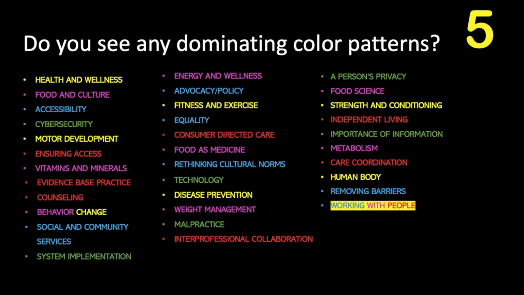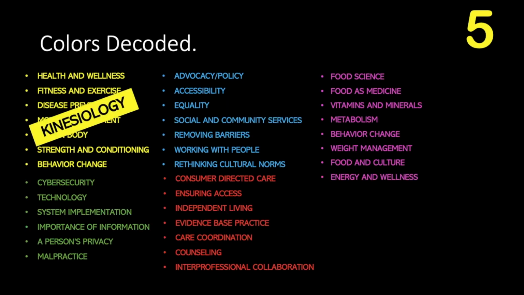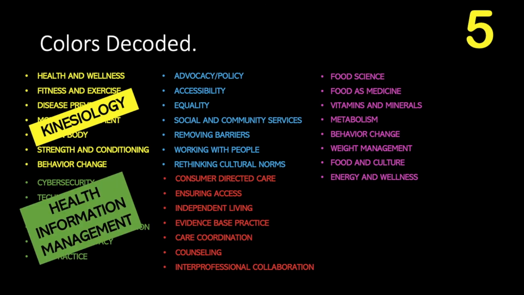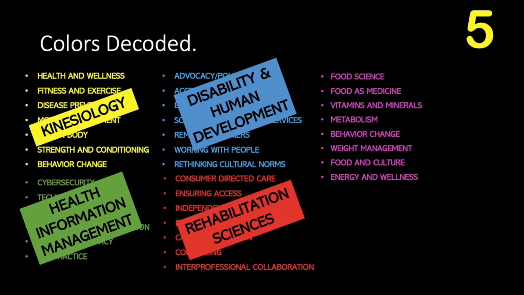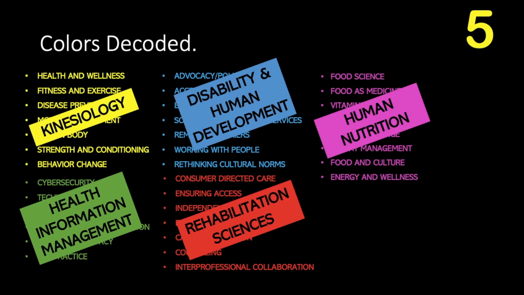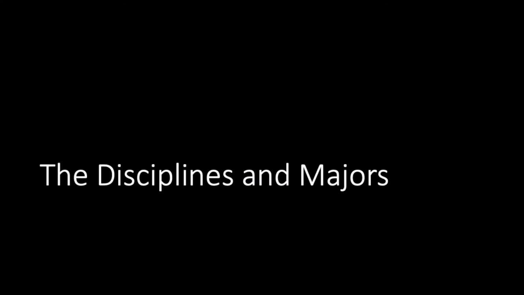Now let's decode this brief interest activity. Yellow words are linked to kinesiology, green words are linked to health information management, blue words are linked to disability and human development, red words are linked to rehabilitation sciences, and pink words are linked to human nutrition. Did you have 1 or 2 majors in our college that grabbed your interest? Let's take a closer look at each of our majors to learn more.